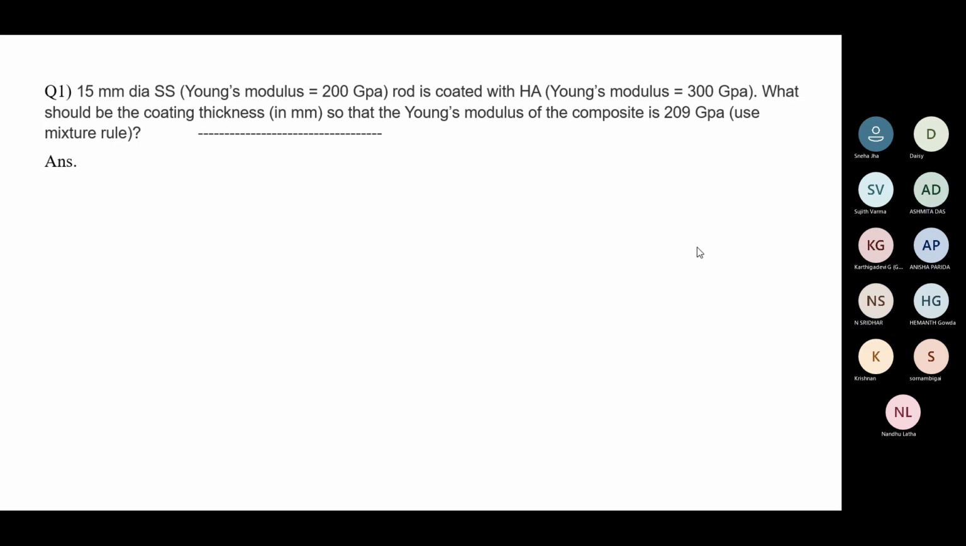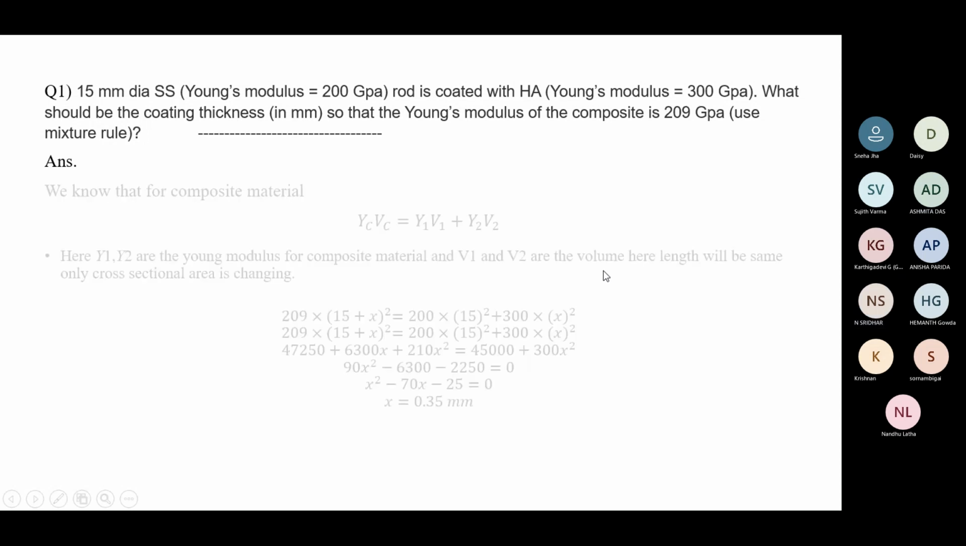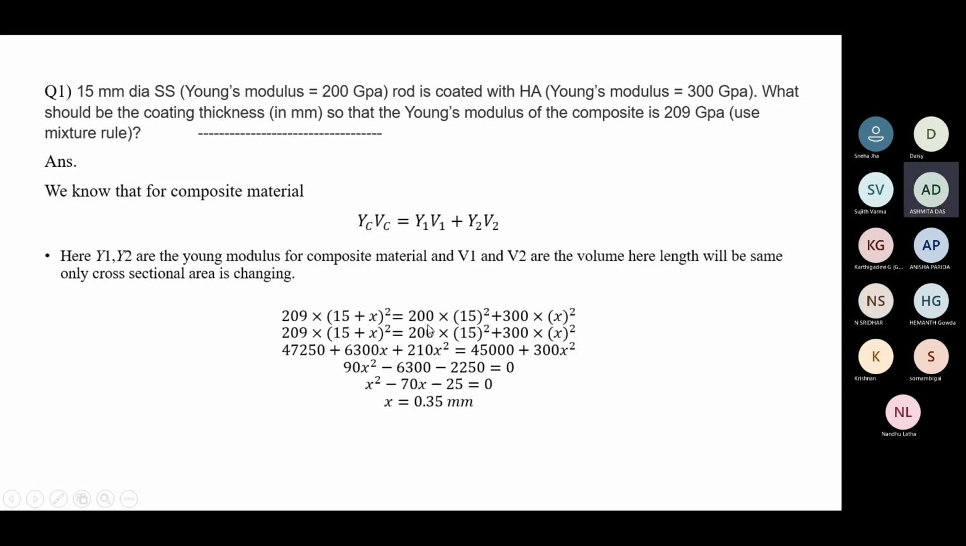Okay, I'll start solving. We are going to use the formula Y_C V_C equals Y1 V1 plus Y2 V2. So basically the Young's modulus of the component times the volume of the component, plus the second component's Young's modulus times its volume, equals the Young's modulus of the composite times the volume of the composite.